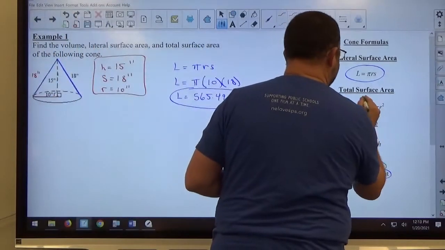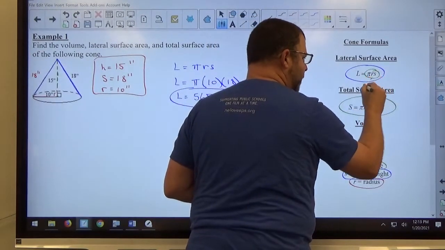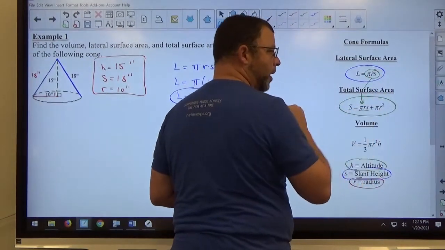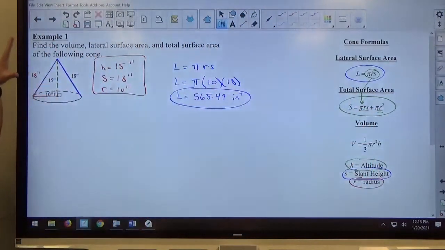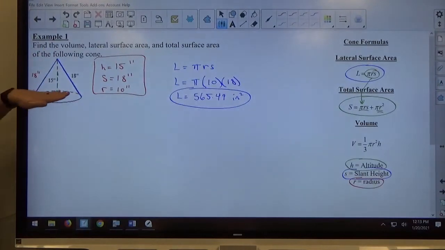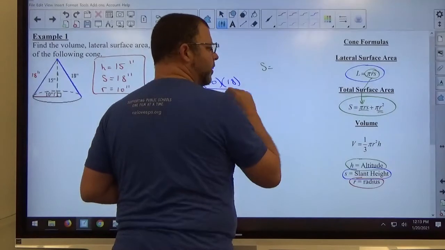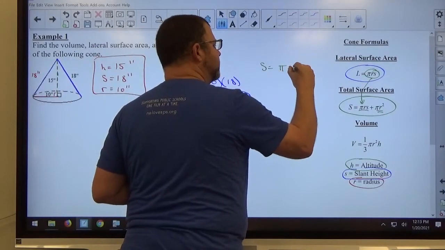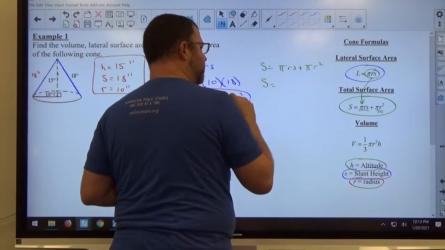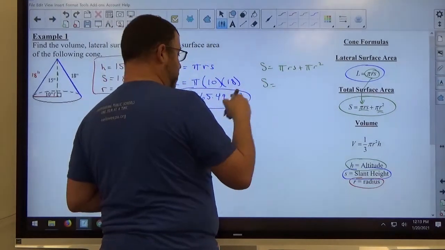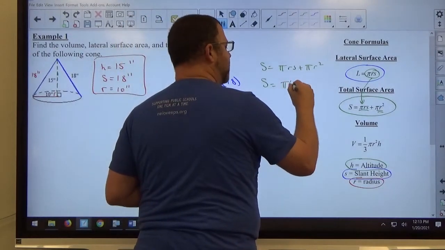Total surface area. Notice the total surface area is the lateral surface area, pi rs, right? And then pi r squared is just the area of the base. So it's just the edges area added to the base. So for my total surface area, it's pi rs plus pi r squared. If I wanted to, I could just put 565.49 there, but I can also do pi times 10 times 18.